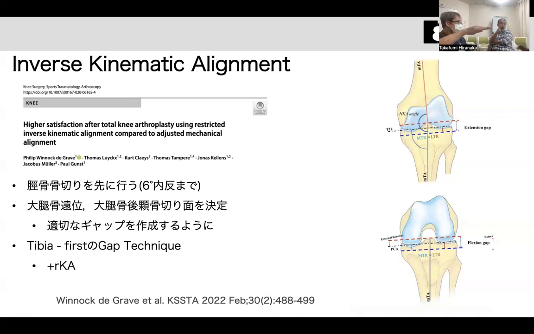Everything, both medial levels. But lateral looseness, you should allow. So priority is the medial gap. Most surgeons now, even with mechanical alignment, tend to allow the lateral looseness instead of doing medial soft tissue release.